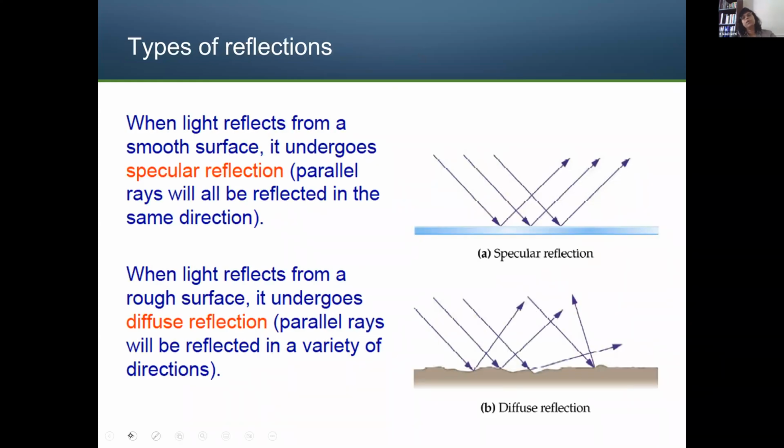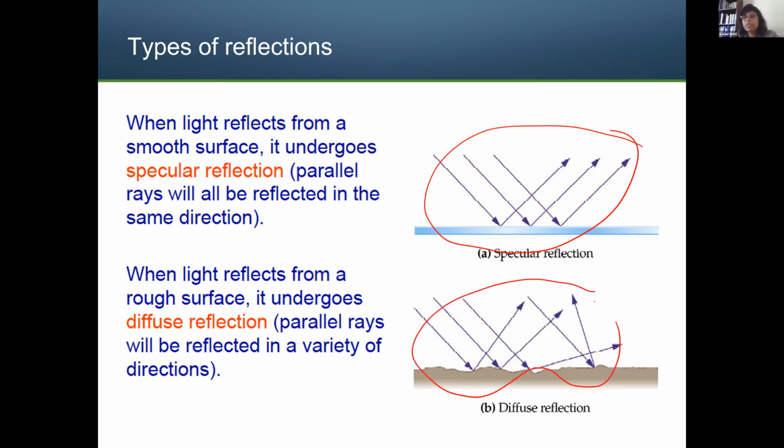Okay, so now we have some idea about reflection and refraction. This is just for you to understand that we are actually talking about specular reflection. That means you have a smooth surface, and this is the one that we're going to focus on. But reflection can also happen as diffuse reflection when your surface is not smooth.